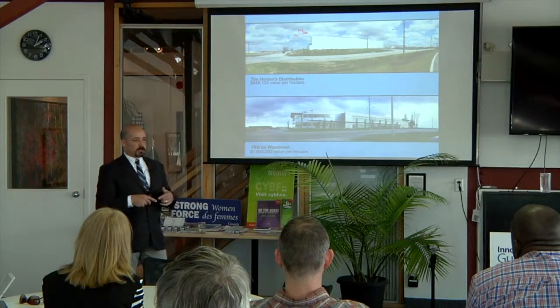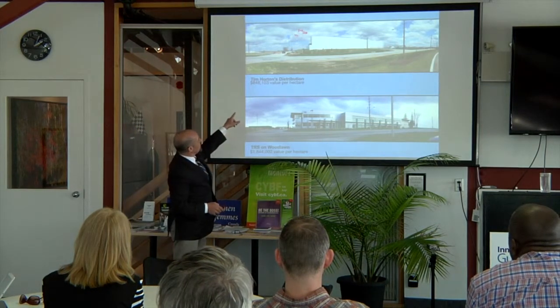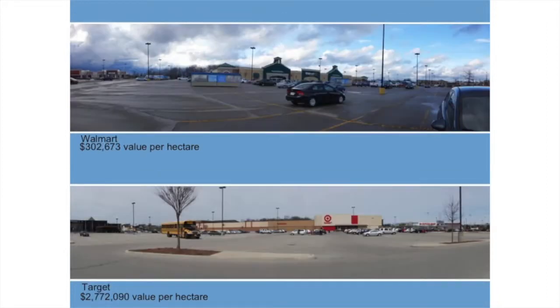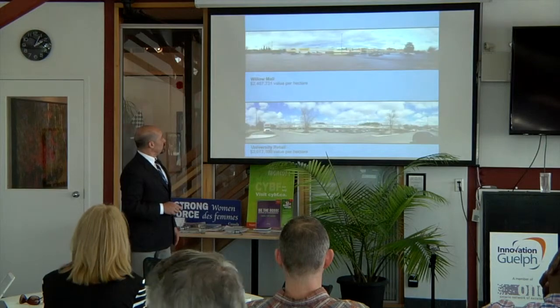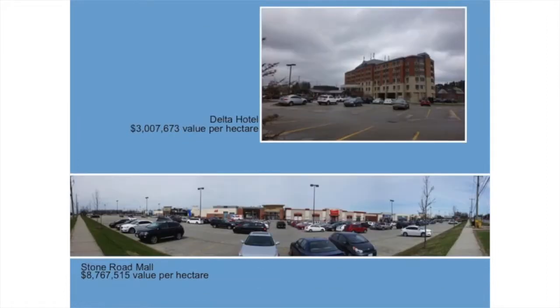So just to kind of recap some specific buildings we pulled out. The Tim Hortons Distribution Center is about $800,000 a hectare. This TRS on Woodlawn is about $2 million per hectare. When you get into the Walmart and the Target, this is kind of interesting, just the difference in value per hectare. We're at $300,000 per hectare for the Walmart, about $3 million, 10 times the value, for the Target per hectare. The Willow Mall is about $2.4 million. University Retail is about $3 million. The Delta Hotel is about $3 million.